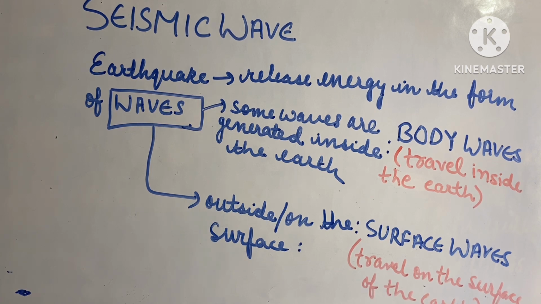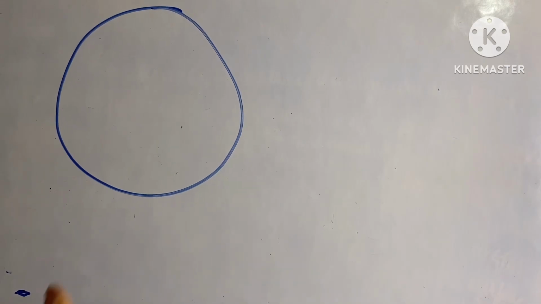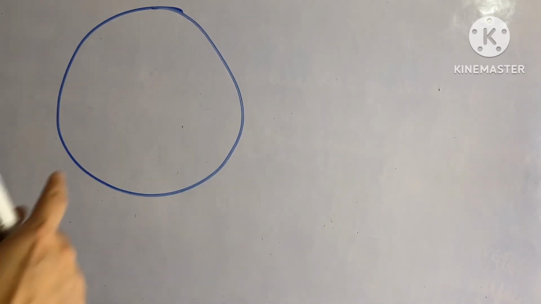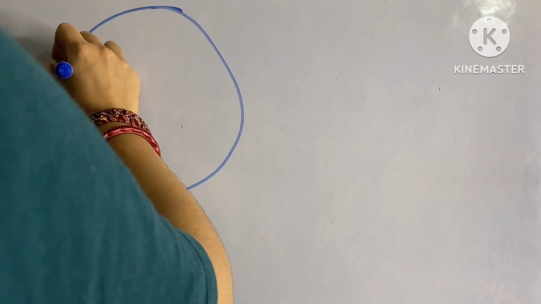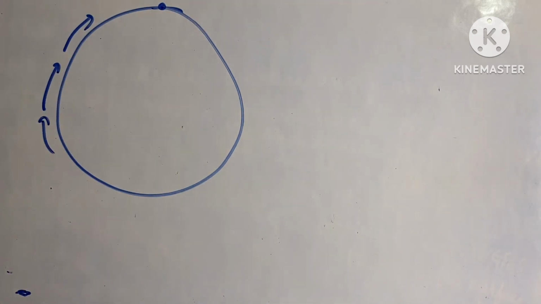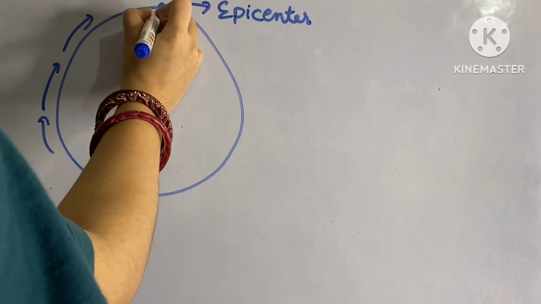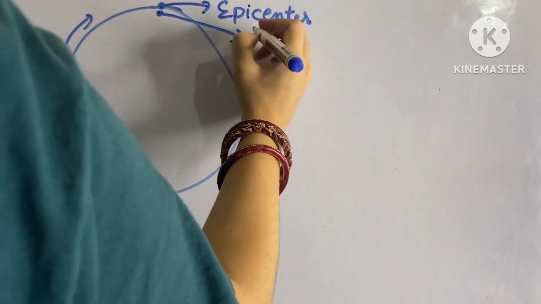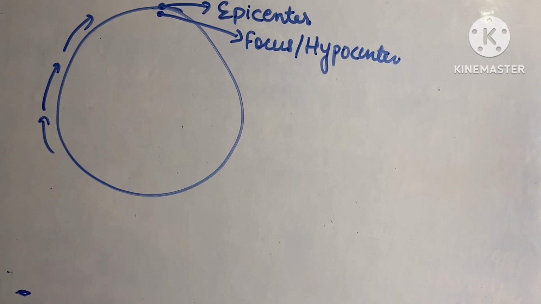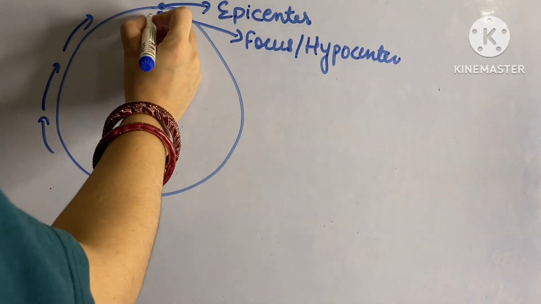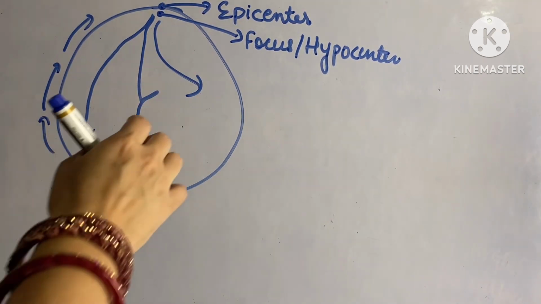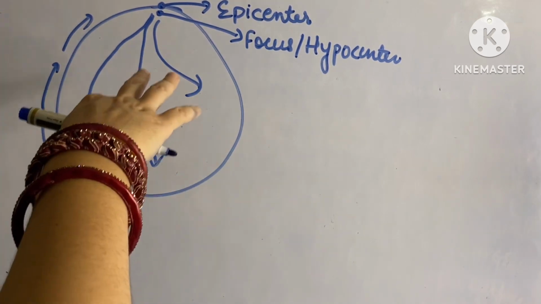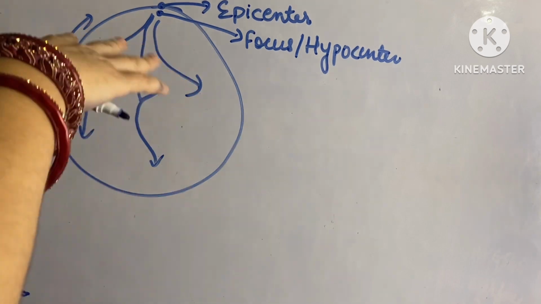So body wave is of two types, P waves and S waves. So this is our earth and this is inside the earth and this is the surface of the earth. So when earthquake occurs, suppose this is the epicenter and this is the focus or hypocenter. So as we know that body waves travel inside the earth, so this will travel. Some waves will bend because different layers are made up of different material, some are in solid, some are in liquid, so the waves will bend accordingly.